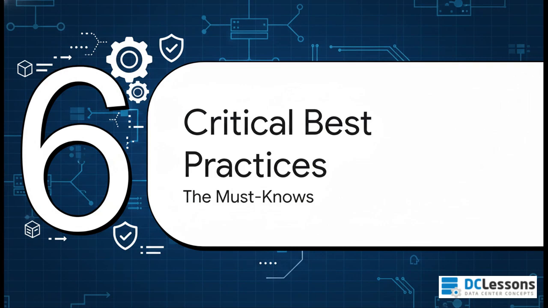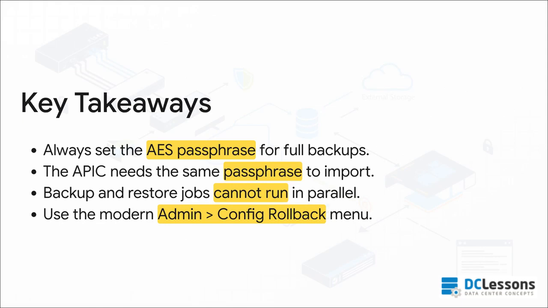Before we wrap this up, let's go over the critical rules of the road. These are the non-negotiable points that are going to help you prevent common mistakes and make sure your backup strategy is totally bulletproof. So let's boil it all down to the absolute essentials. Number 1, always set that AES passphrase for a complete backup, and make sure that same passphrase is configured on the APIC before you even try to import. Number 2, remember, these are one-at-a-time jobs. You can't run a backup and a restore at the same time. And finally, stick to the modern Admin Config Rollback menu for all these operations.